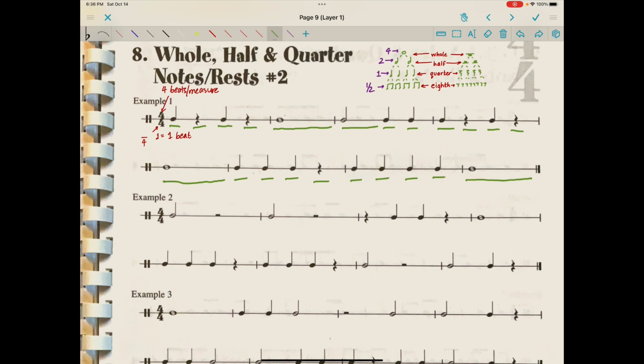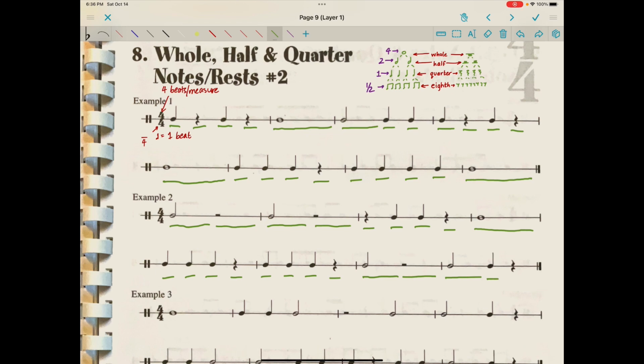1, 2, ready, speak. Do, do, do, do, do, do, do, do, do, do, do.